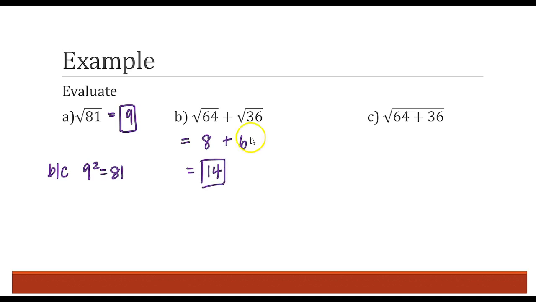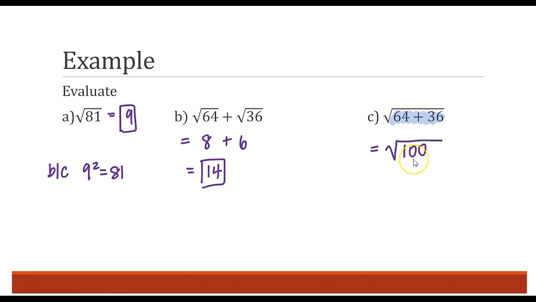And now moving on to part C, I have the square root of the sum 64 plus 36. If you look at part B and part C, these are two different radical expressions. This is two different terms added together. This is the square root with a sum as the radicand. Now, the square root is a grouping symbol, so we're essentially following the order of operations. We have to work inside the grouping symbol first. So we have to add 64 and 36 together as our first step, which is positive 100.